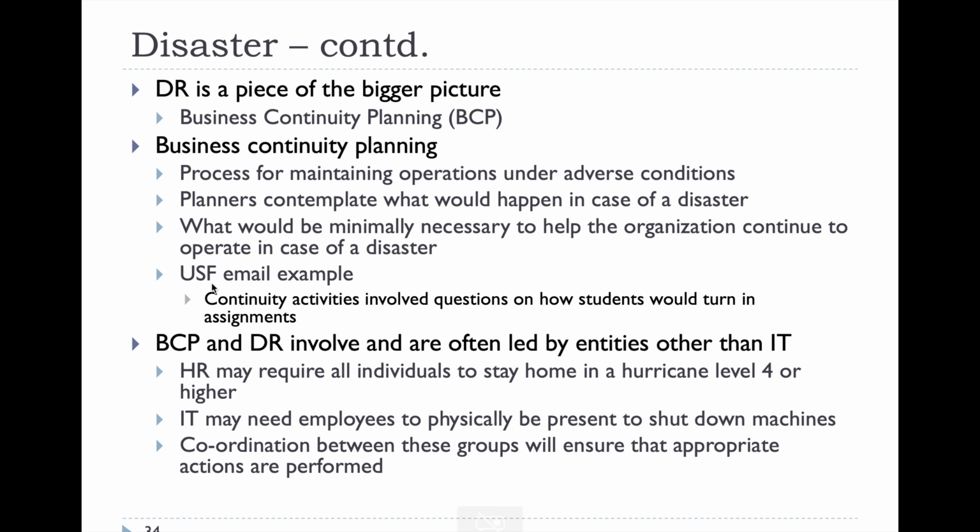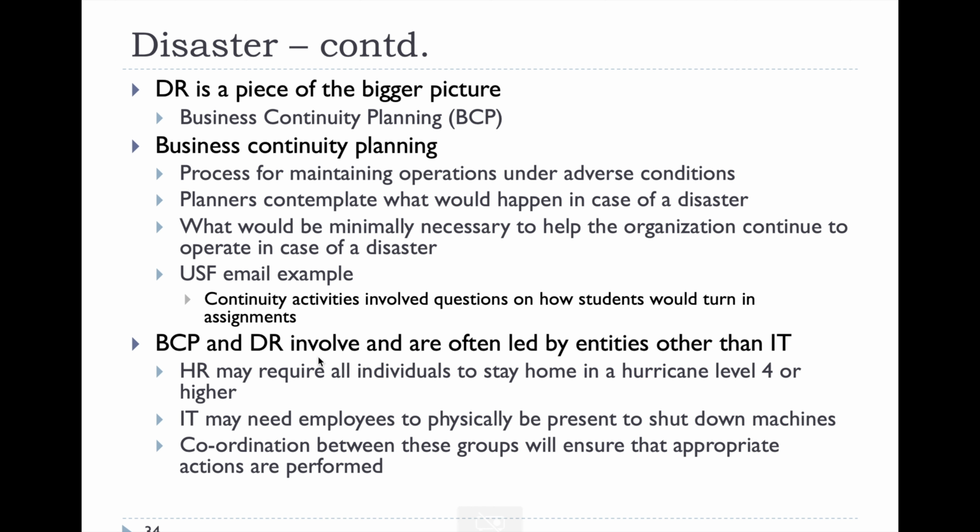So using the USF email example that we've seen in the previous slides, continuity activities involved questions on how students would turn in their assignments. So this would be part of the business continuity planning. For example, are we going to have another means for students to submit their assignments instead of through email? This would be how we continue business until we fix that failure.